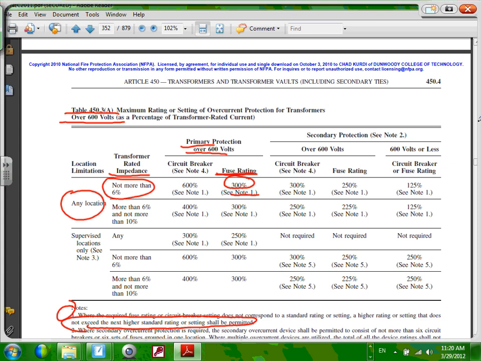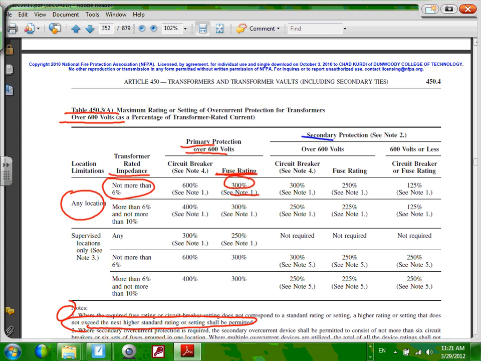Default fuse. Can I use a circuit breaker? Yes. Why do I use a fuse versus circuit breaker? Fuse is cheaper on the high voltage. If I use a circuit breaker, Ashley, what's my multiplier for this? 600 volt, right? Okay, let's go to the secondary side as long as we're on it.